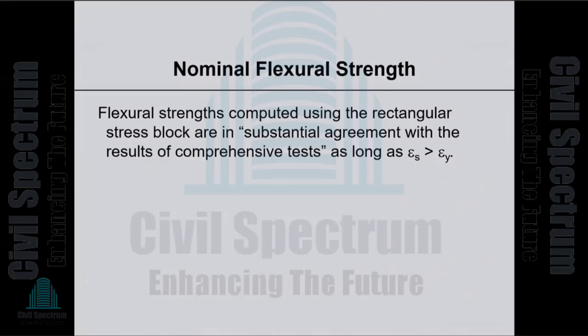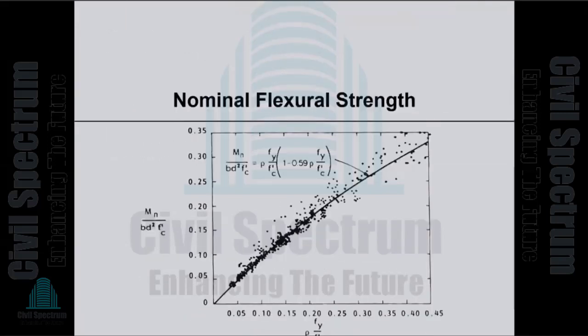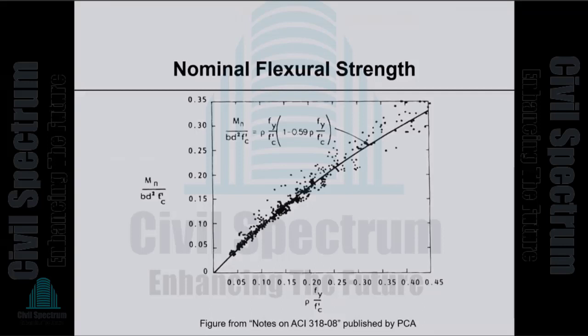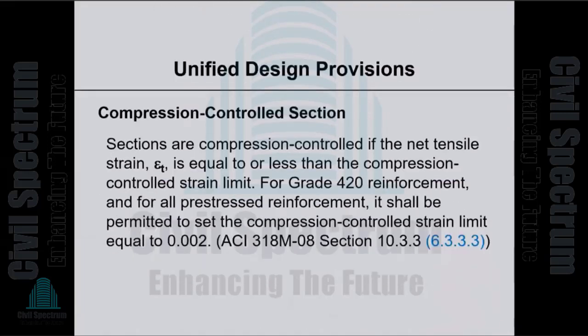Okay, so that's the topic we are on now. Flexural strengths computed using the rectangular stress block are in substantial agreement with the results of comprehensive tests as long as the tension reinforcement yields. And there is really ample evidence of that, as shown in this picture. This is nominal strength calculated using the rectangular stress block. This is the tension reinforcement ratio multiplied by yield strength of the reinforcement divided by the specified compressive strength. The dots are experimental values, and the line is the nominal moment strength calculated using the ACI rectangular stress block. So you should have no qualms about using the rectangular stress block.